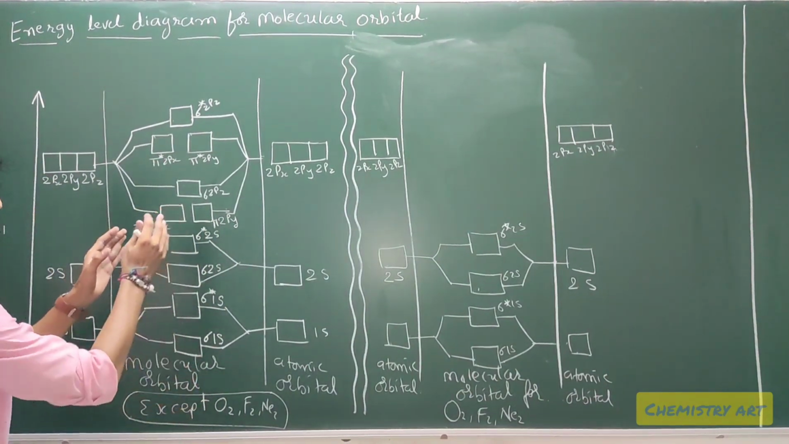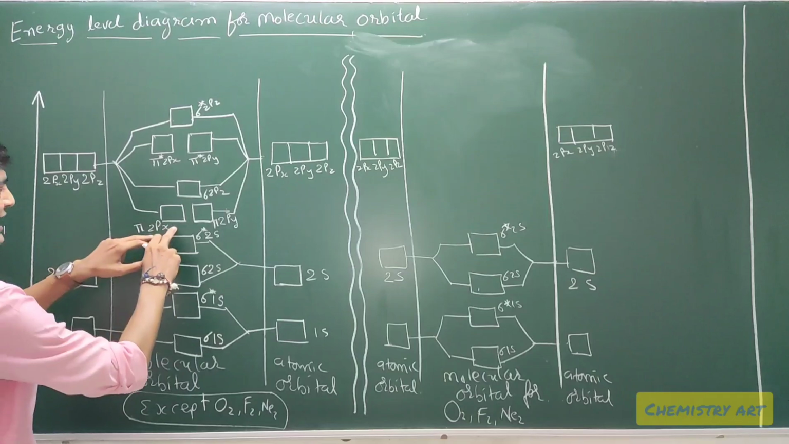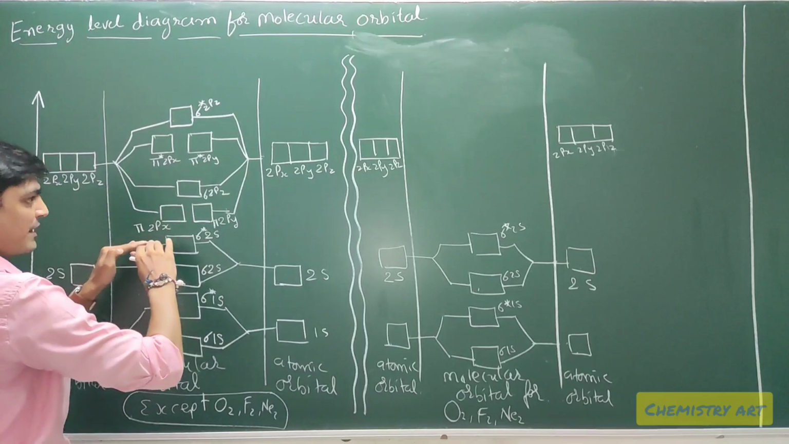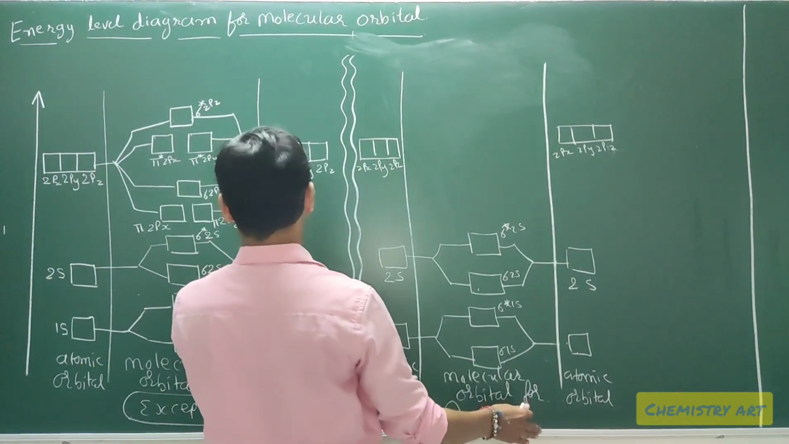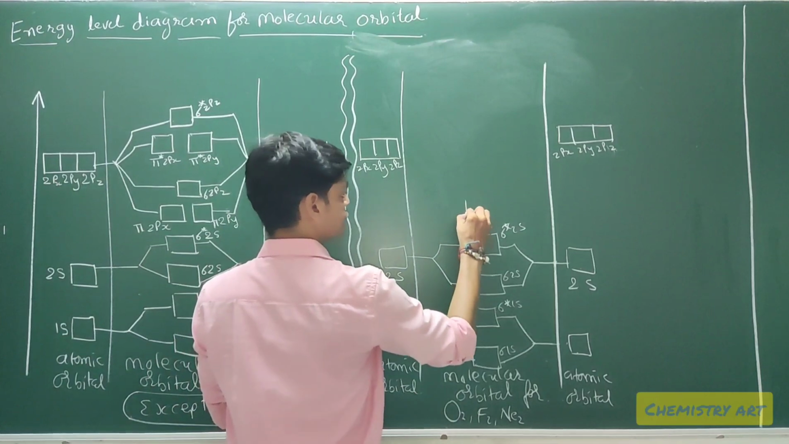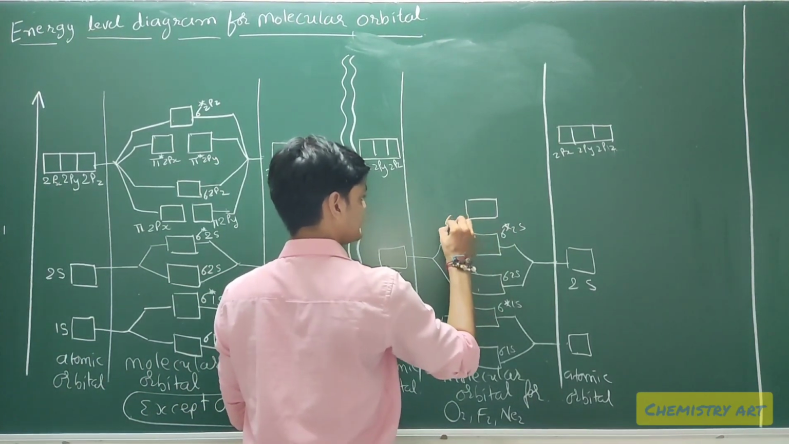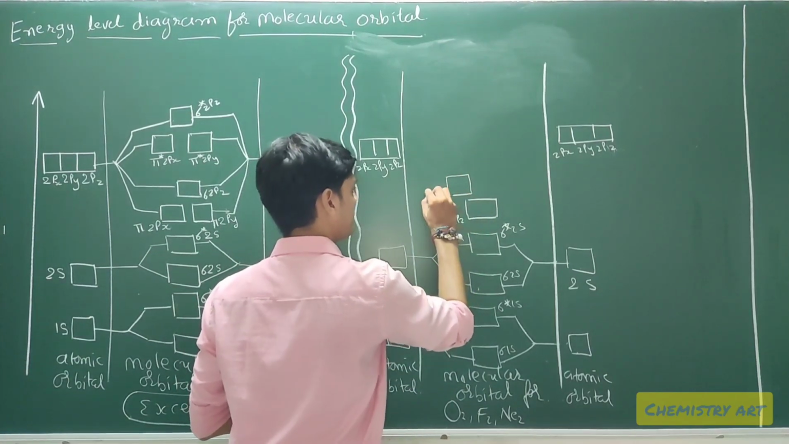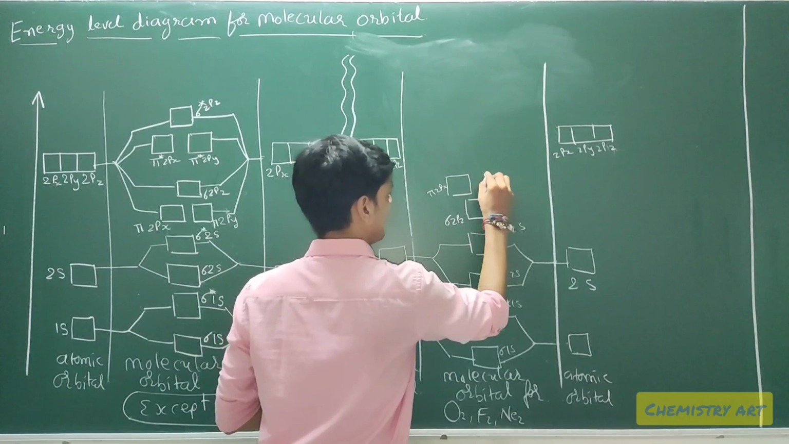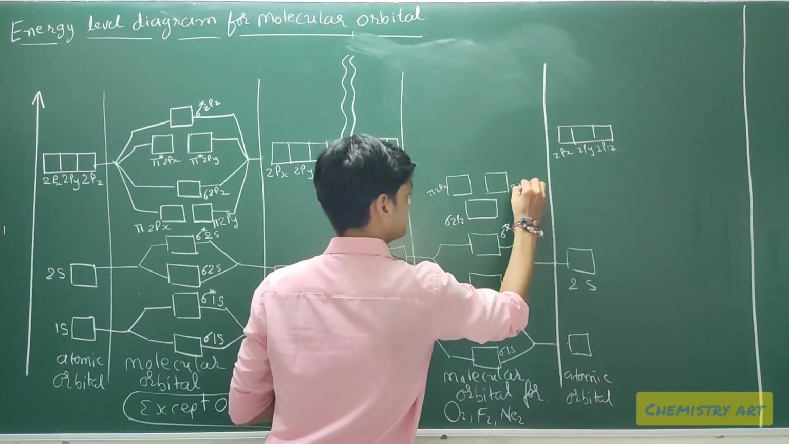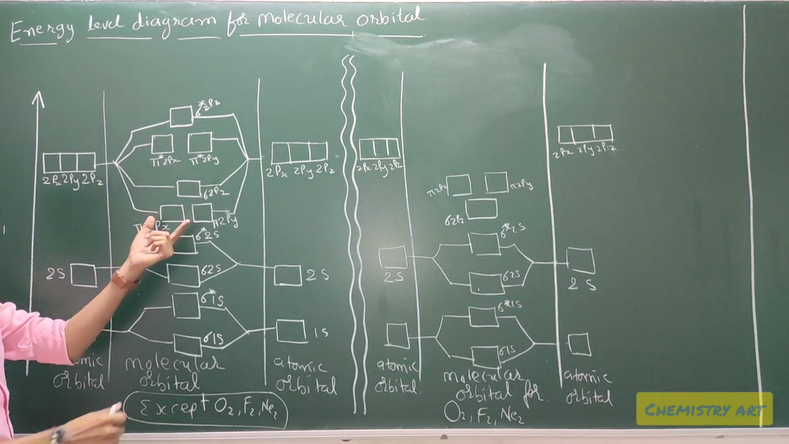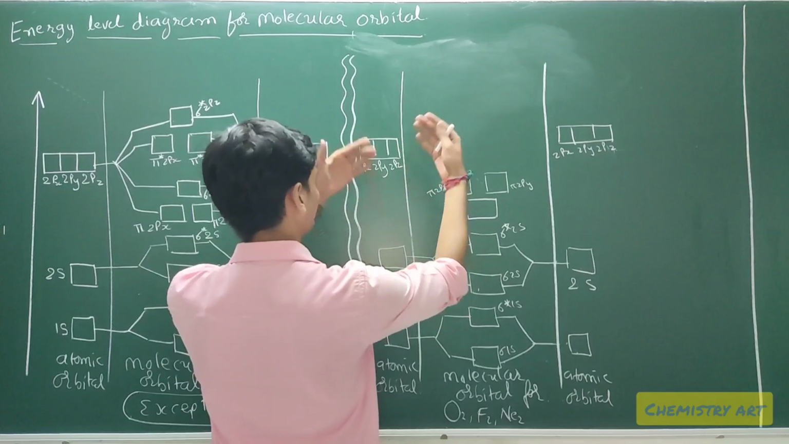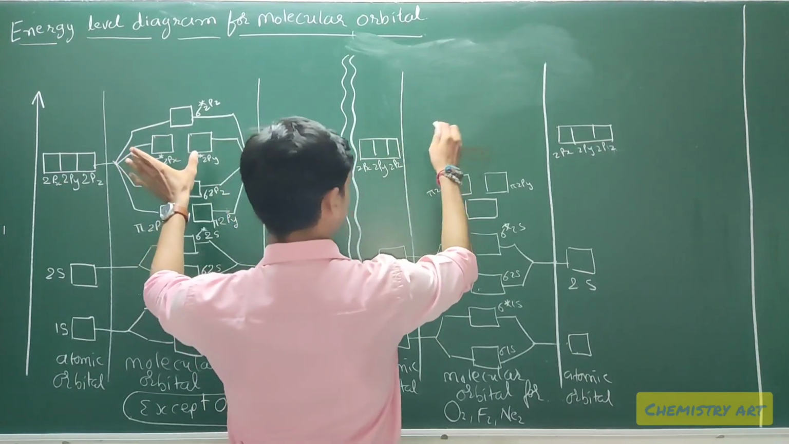And the change in the order of the molecular orbital energy is here. So here you can see that 2px and 2py have less energy than sigma 2pz. But in this case of O2, F2, Ne2, the sigma 2pz has less energy than pi 2px and pi 2py. So you can see the difference between them.